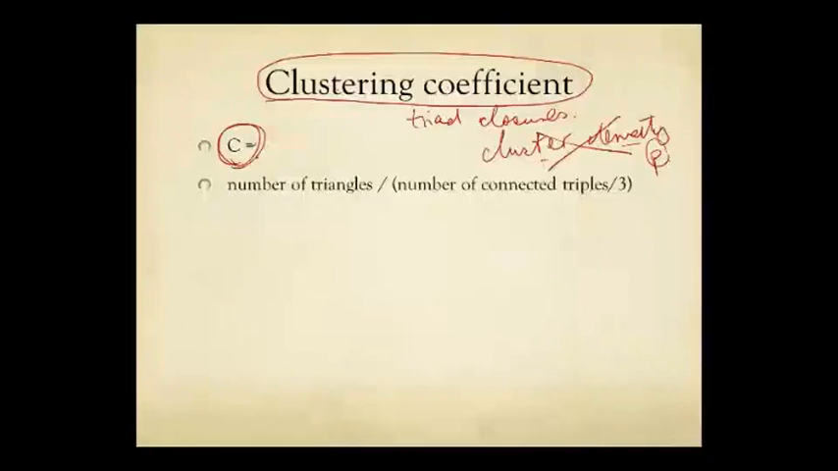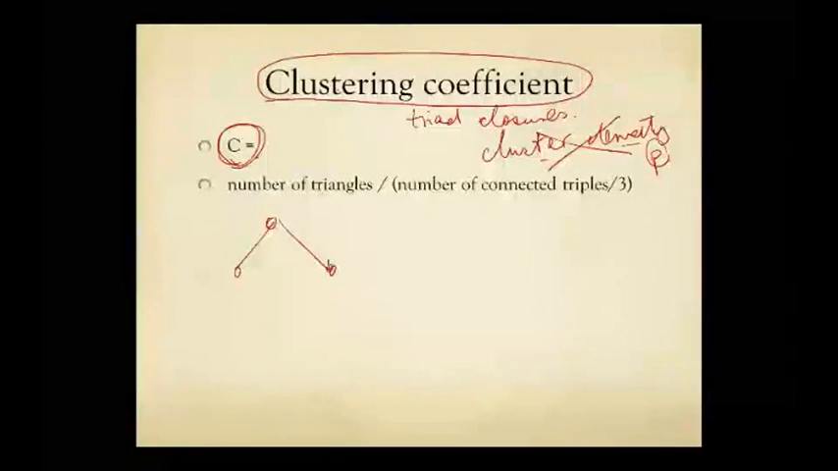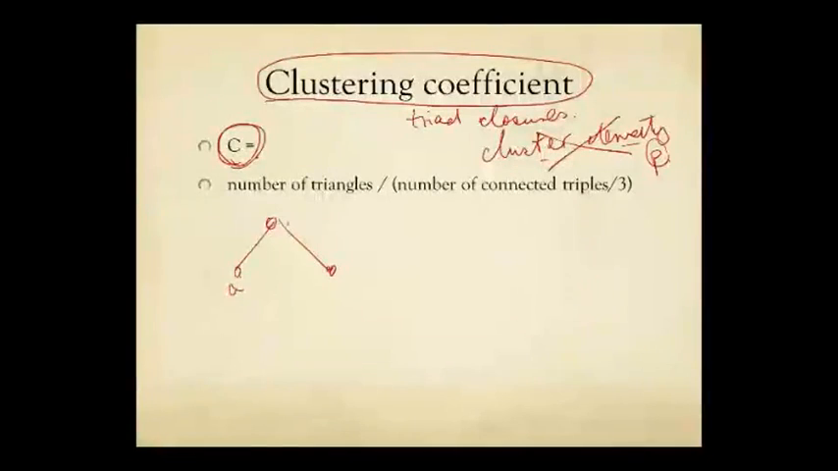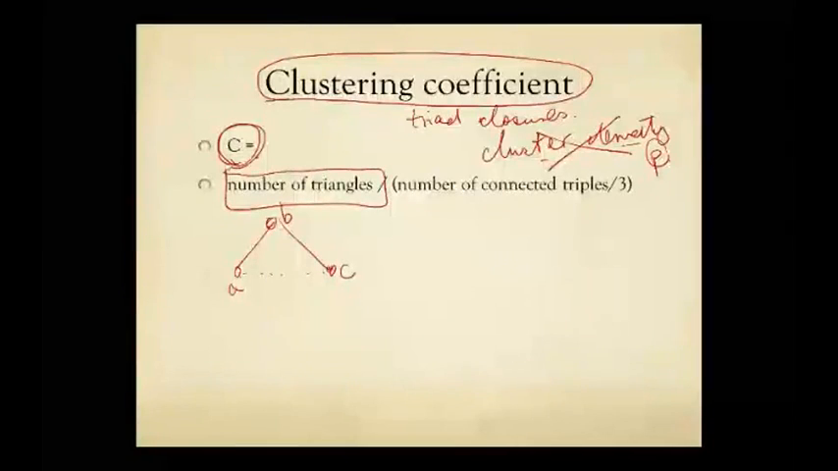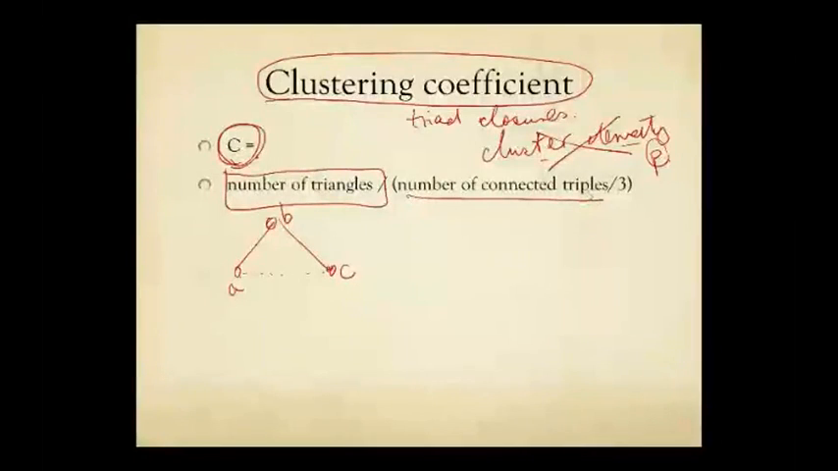Remember, we're trying to quantify the following observation, that in many social networks, if A, B, C forms a connected triple like this, then there's a good chance that it also closes the triangle. Okay, that's why it's called triad closure. So we want to look at the number of triangles versus the number of connected triples. And we want this metric to be normalized, so it always lies between 0 and 1 for all graphs. In particular, if it is a triangle, then we want C to be 1. In order to accomplish this normalization, we're going to divide the number of connected triples by 3.